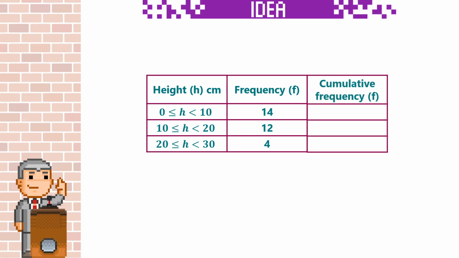Our first frequency is 14, so we have 14 so far. Our next frequency is 12, so we can add this onto the 14 to give a cumulative frequency of 26. Finally, we can add the 4 on to give us our final cumulative frequency of 30. Notice that this will also be our total frequency.